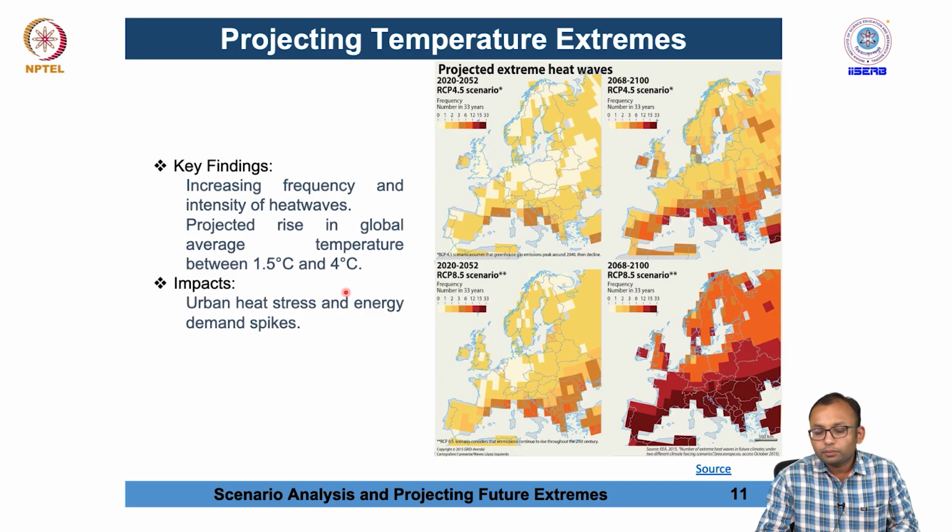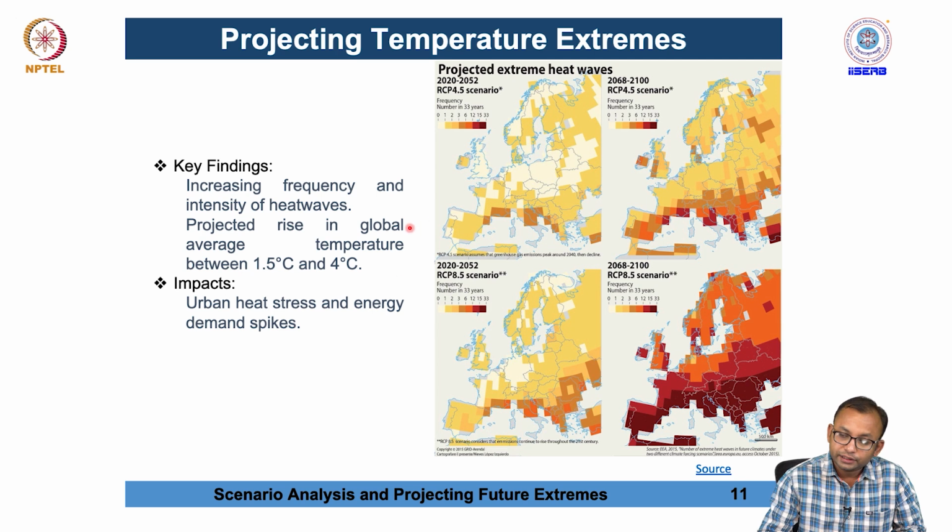Then we have also talked about multiple different extremes, for example, extreme heat wave conditions in different scenarios. Let us say 2020 to 2052, that is the mid-century assessment, and 2068 to 2100, that is the end-century assessment. We look at these assessments for the RCP 4.5 scenario and the RCP 8.5 scenario, and then we can look at how heat waves are changing across different scenarios.